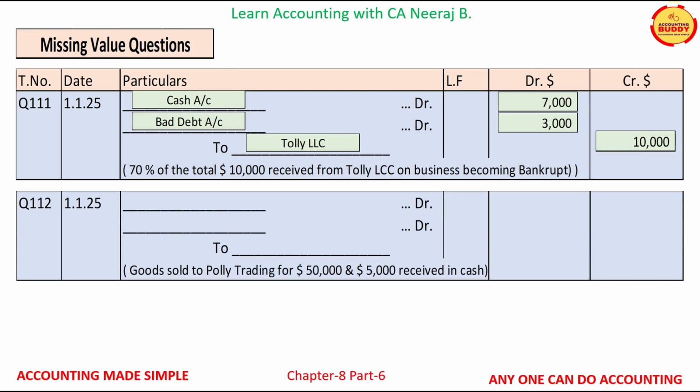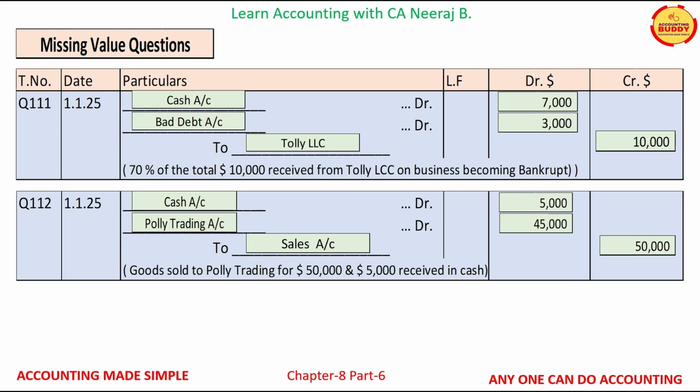Question number 112 is goods sold to Poly Trading for $50,000 and $5,000 is received in cash. The accounts which are affected by this transaction are cash account, Poly Trading LLC account and sales account. Since $5,000 has been received in cash, cash account will be debited by $5,000. The balance will be debited to Poly Traders account which is $45,000 and sales will be credited with the full amount of $50,000.